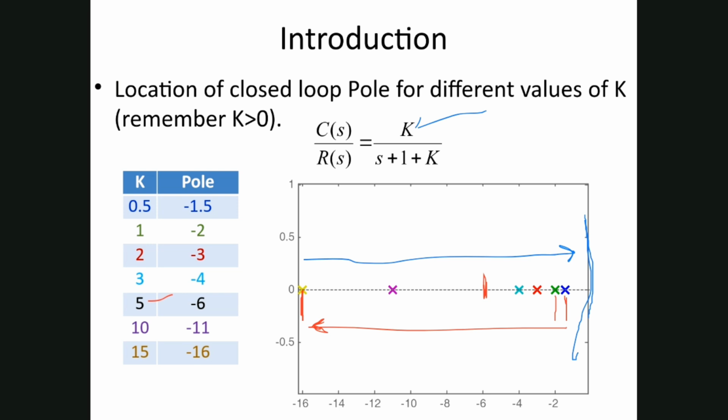And once your poles cross the imaginary axis and enter the positive, right-hand side of the plane, what happens? Your system will become unstable, right? Your system will become unstable. This is the main problem.